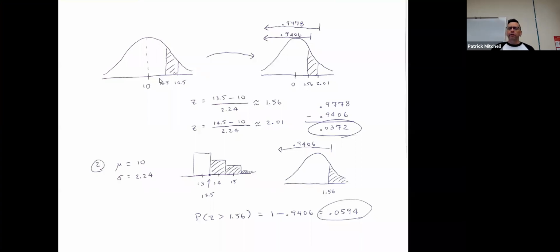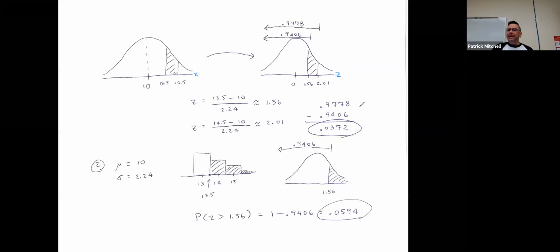Here is my normal distribution with a mean of 10. I'm looking for the probability that x is between 13.5 and 14.5. When I change that into a standard normal distribution, the z-score for 13.5 comes out to about 1.56. The z-score for 14.5 comes out to about 2.01. Here is my standard normal distribution. What I've been trying to get into the habit of doing lately is, when I have some other normal distribution, I call that random variable x, and when I'm doing standard normal, I call that z.